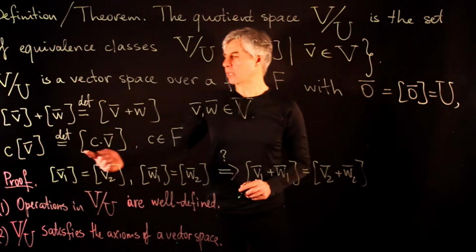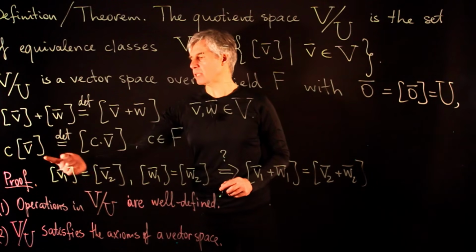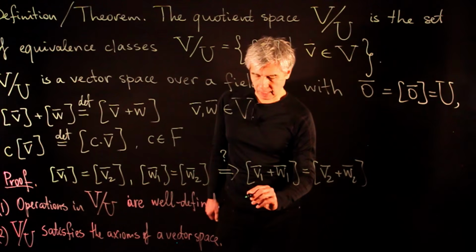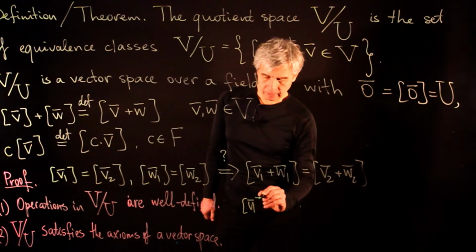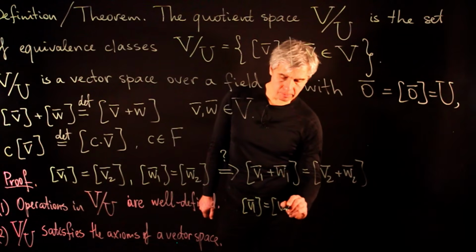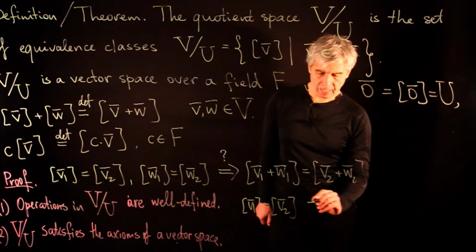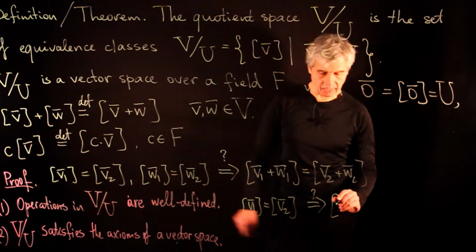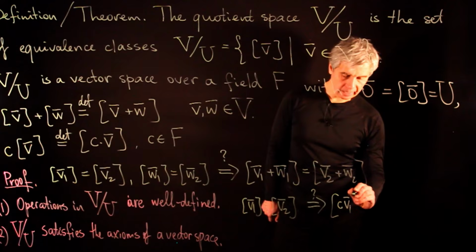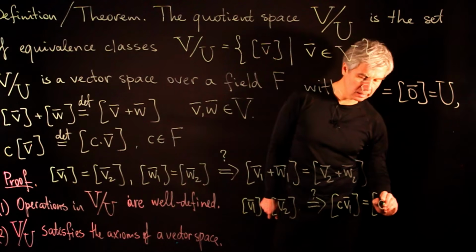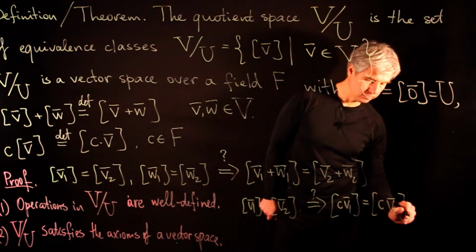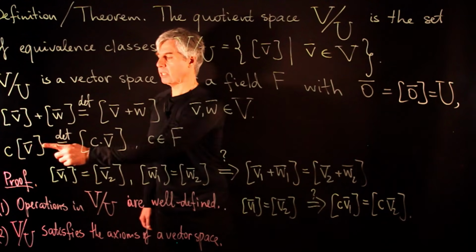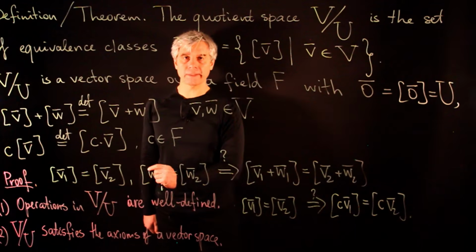And we need to show that the operation of scalar multiplication is also well defined. So for this, we need to show that if v1 and v2 have the same equivalence classes, then we need to establish that c times v1 has the same equivalence class as c times v2. This would mean that the operation of multiplication by scalars is well defined.